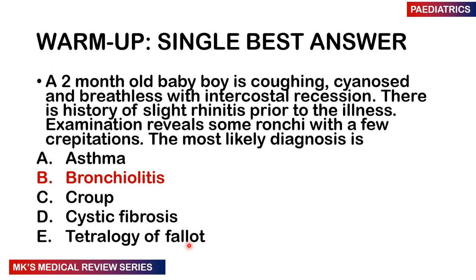With tetralogy of Fallot, they may give you a history of cyanosis, yes. They may give you a history of difficulty feeding, and of course a history of this child having TET spells. You don't have a history of rhinitis in tetralogy of Fallot. Cystic fibrosis is often associated with malabsorptive syndromes and recurrent pneumonias, recurrent lung infections. Then with croup, you may have this characteristic barking cough. Asthma, like I said, is very uncommon in a child that's 2 months old. So leaving the only correct answer as bronchiolitis.